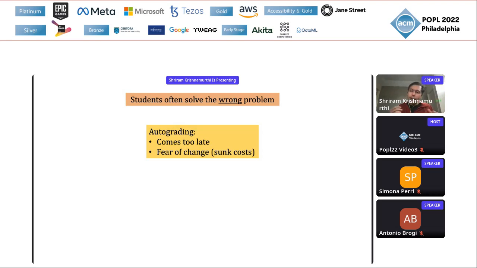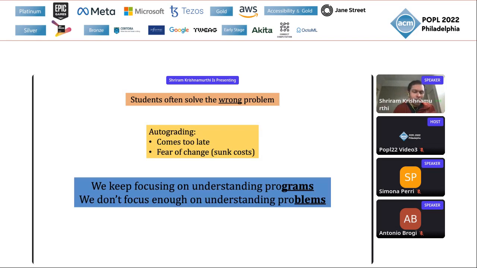Okay. And I want to say more generally, as a community that thinks about programming and languages, we spend an awful lot of time focusing on understanding programs. We don't focus enough on whether students understand problems, right? So that's the question I'm really getting at.